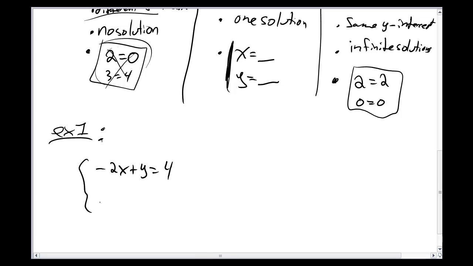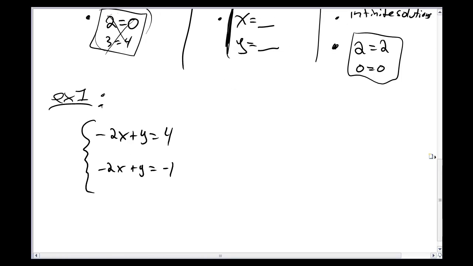And I've got negative 2x plus y equals negative 1. This is my system of two equations. I've got two equations that are linear, and I've got two unknowns, x's and y's. If I'm trying to solve this using the graphing method, well, here's what I do.